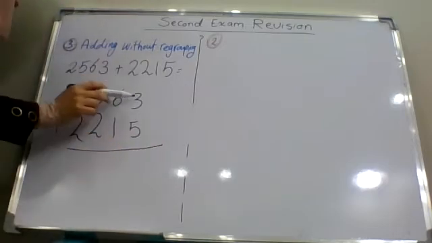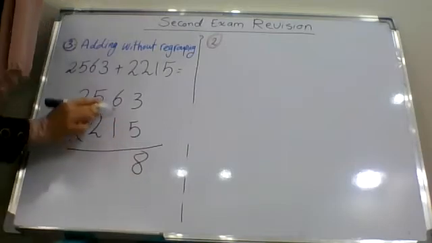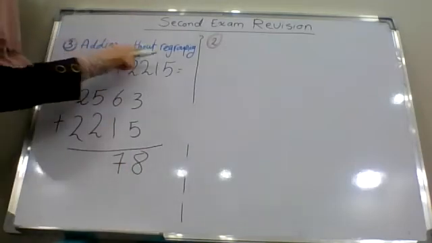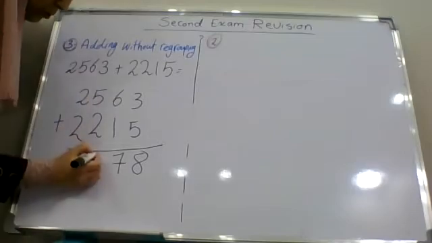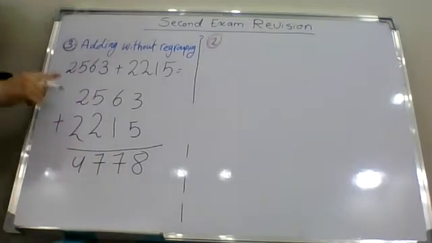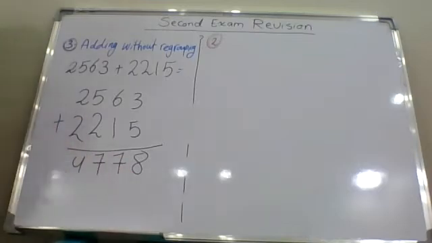I always start with the ones place. 3 plus 5 equals 8. 6 plus 1 equals 7. You see, I don't carry any numbers, so that's why we call it without regrouping. 5 plus 2 equals 7, and 2 plus 2 equals 4. So I have the total of 4,778.